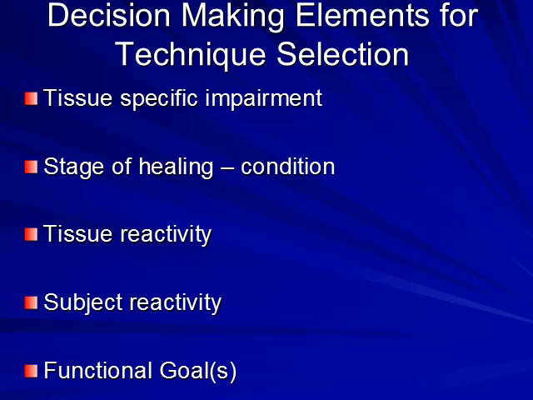We'll look at the stage of healing, and in this course we will call that the stage of condition. We will look at tissue reactivity, or how reactive the tissue is to stress placed on it. Subject reactivity, or really when we look through the viewpoint of the patient's eyes, how limited are they? How functionally limited are they? And then their functional goals as well. Okay, so really, what do they want to get back to? What are their expectations? What do they want to get out of therapy as an individual?